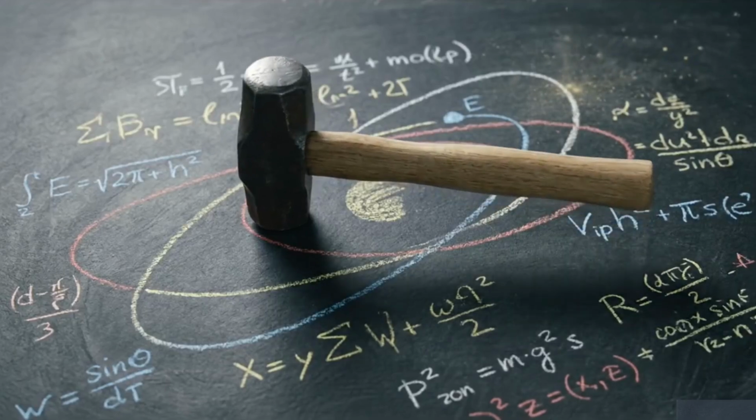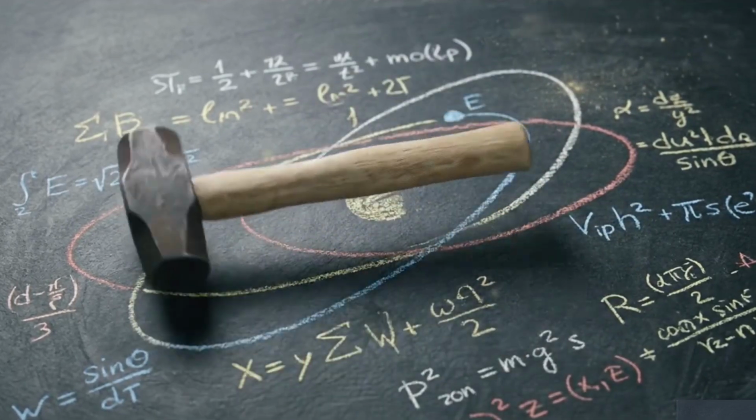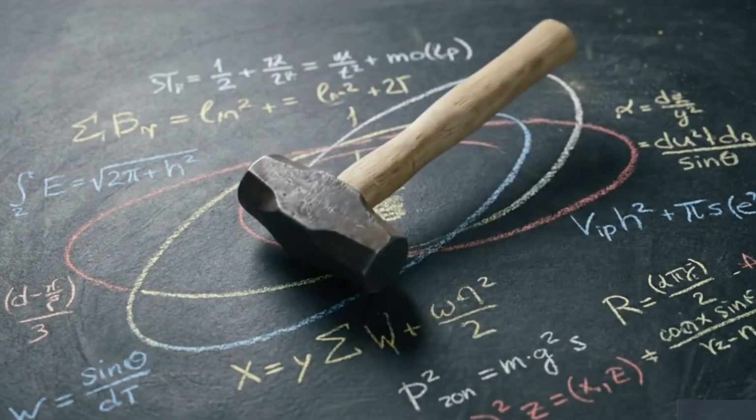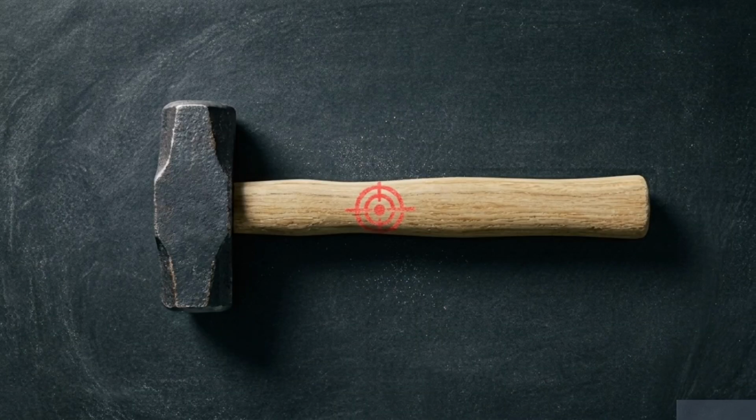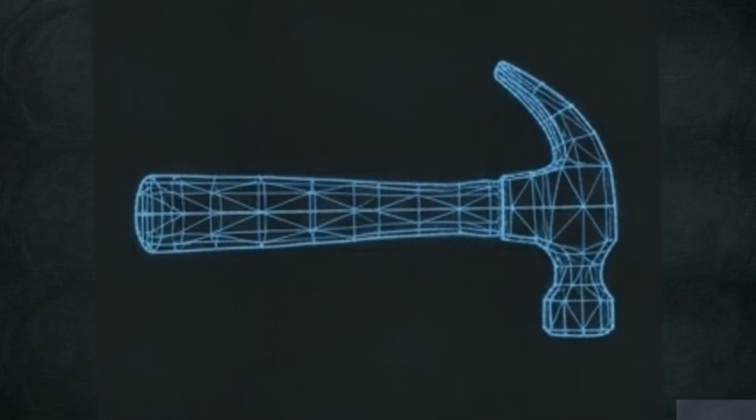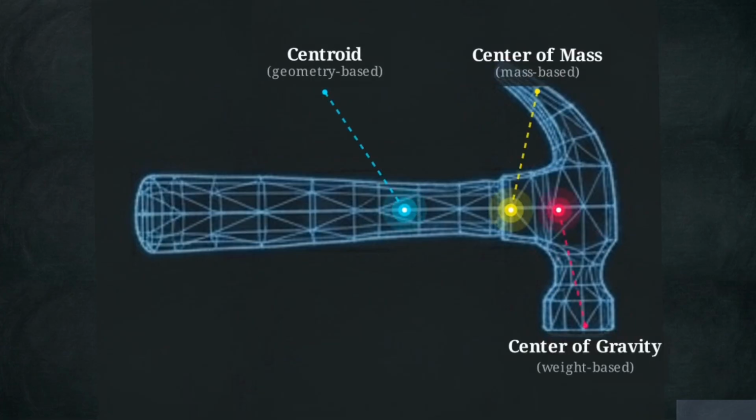If you toss a hammer into the air, it doesn't spin around its handle, it rotates around its heavy head. We intuitively think of objects as having a single universal middle, but assuming a shape has only one center misrepresents the way mass and geometry actually interact. In physics, there are three distinct centers at play.